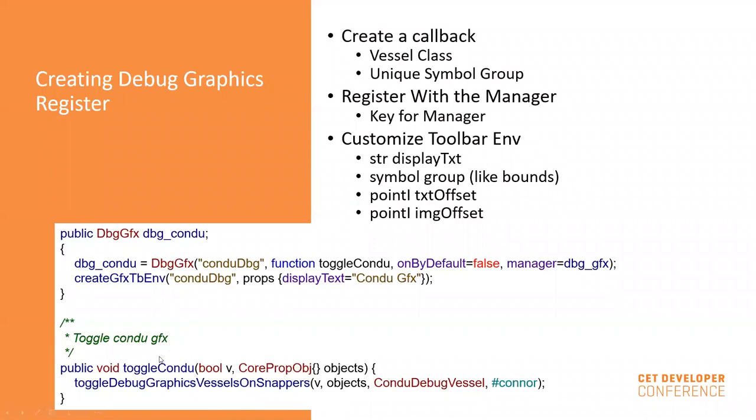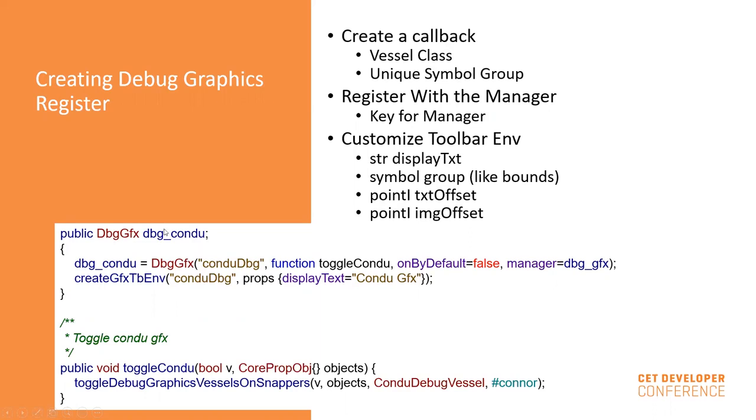in space. So that's my little helper function that I'm going to call, but I'm going to call my actual function toggle condo. It just has the signature with a bool v, which is for on or off, and then the objects that it's going to apply to. So that's the first step, creating a callback. It's a mouthful, but it is really easy in the end. And then you're going to need to register with the manager. To register with the manager, you create an object, which is going to be debug graphics. I usually like to make a global for it, just because then I can call debug underscore condo dot enable or dot disable.